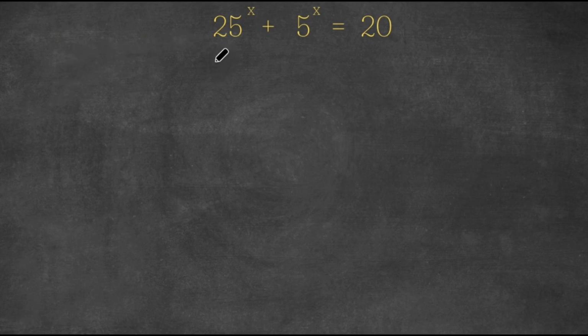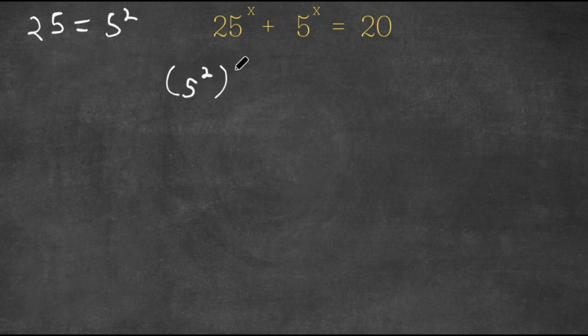In today's video, I'm going to be teaching you guys how to solve this exponential equation. So I have 25 to the power of x plus 5 to the power of x is equal to 20. Now 25, this is the same thing as 5 squared. So now I'm going to replace 25 with 5 squared to the power of x. So now plus 5 to the power of x is equal to 20.